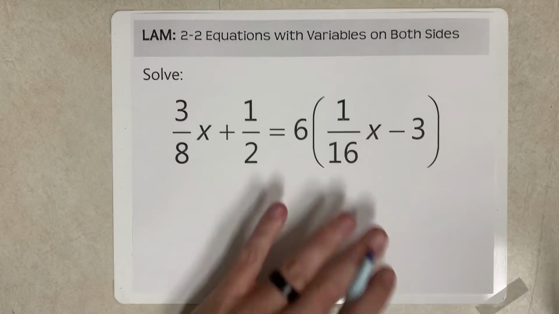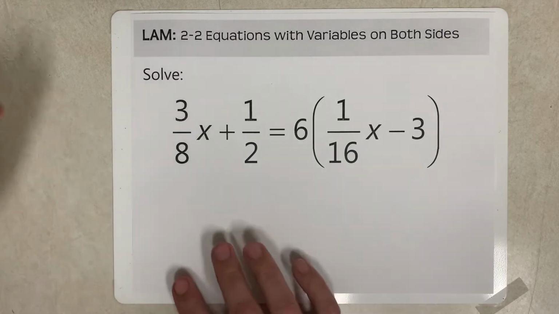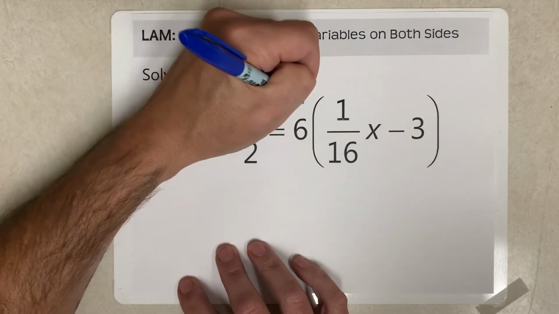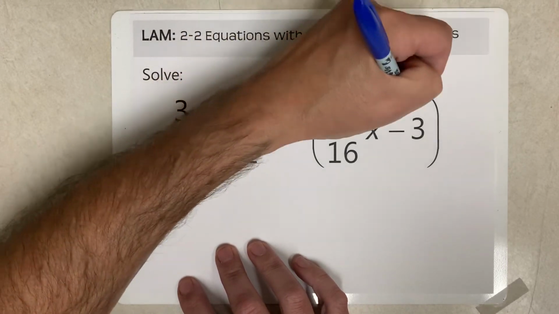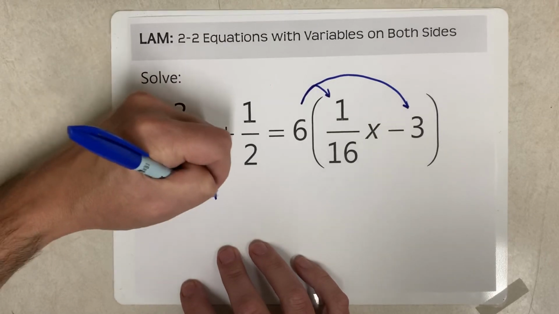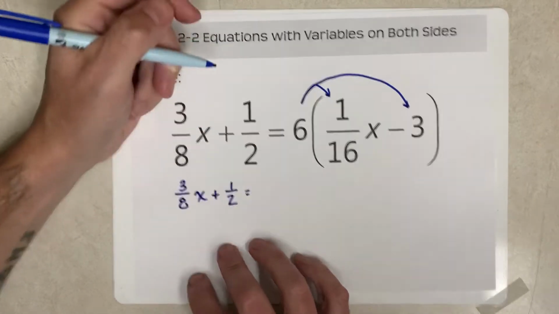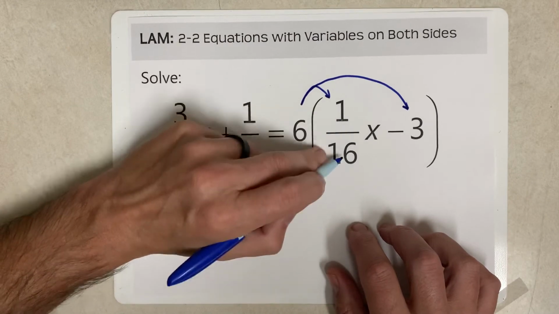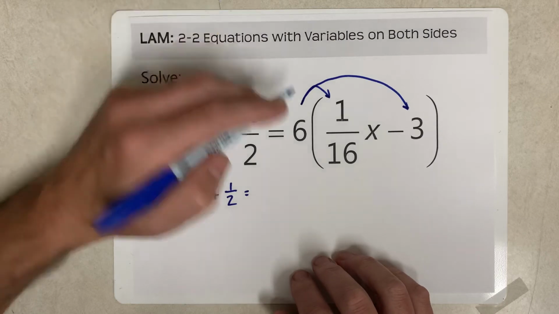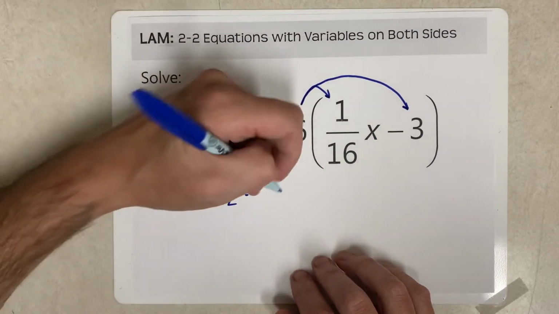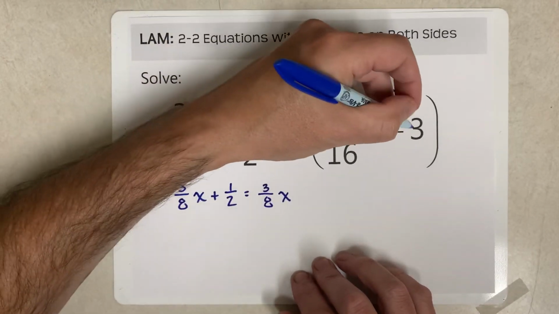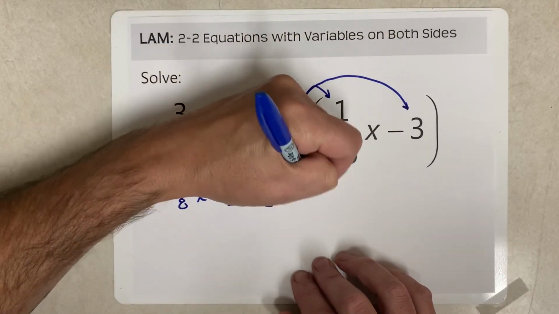A couple more. Let's talk about some fractions. 3/8 x plus 1/2 is equal to, and you got all of this mess. So we have to distribute the 6 to both these guys. So we're going to bring down the 3/8 x plus 1/2 equals. All right, 6 times 1 is 6 divided by 16. Well, 6 divided by 16 is actually going to be 3/8 because you can divide both these by 2. So 3/8x, and then 6 times 3 over here would be a -18.